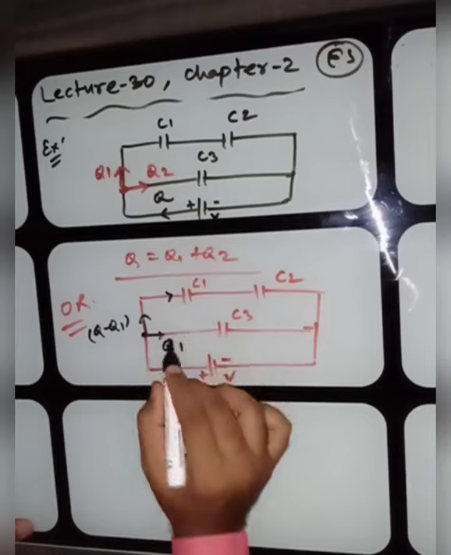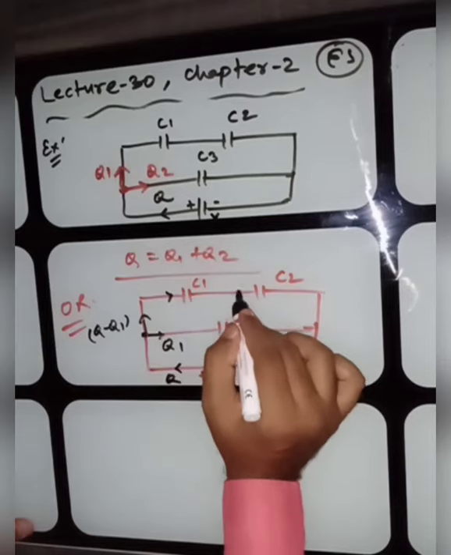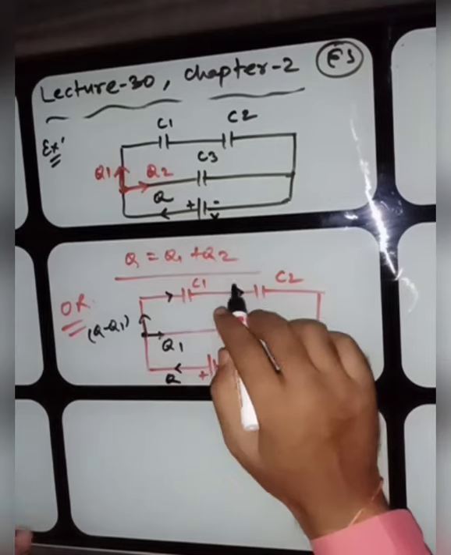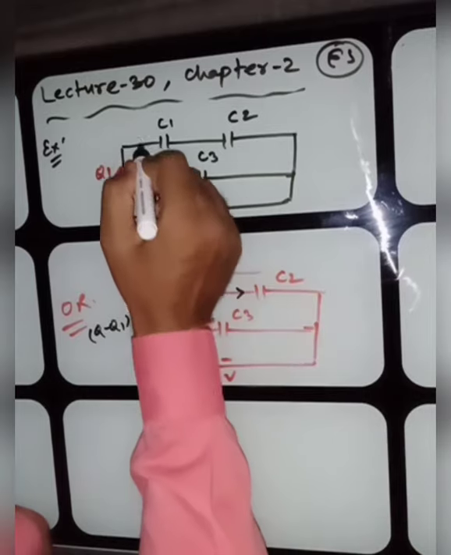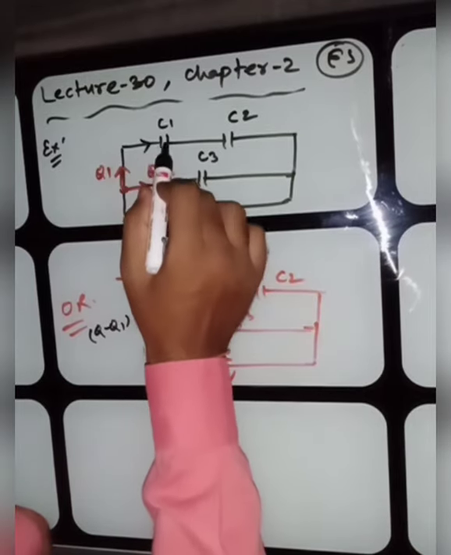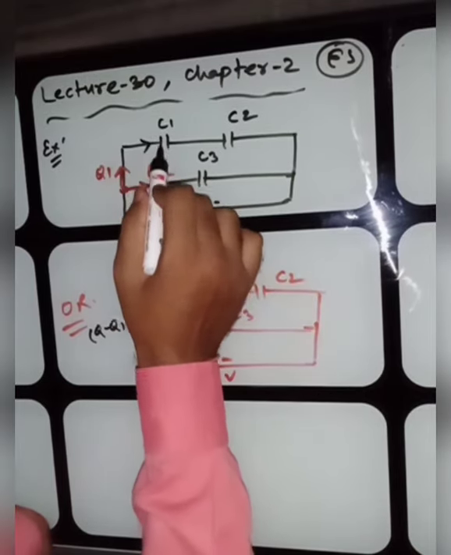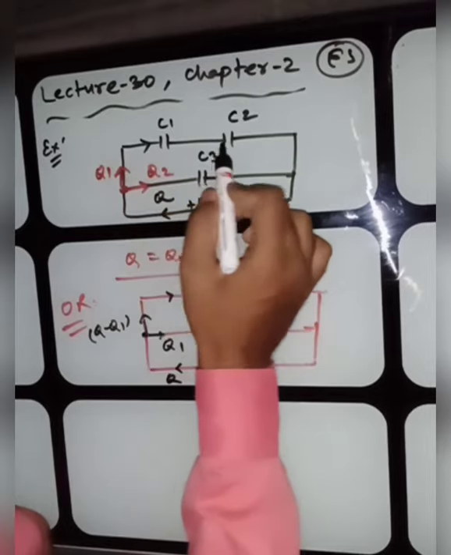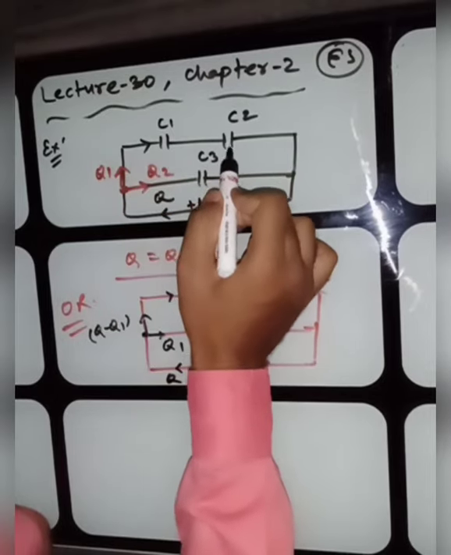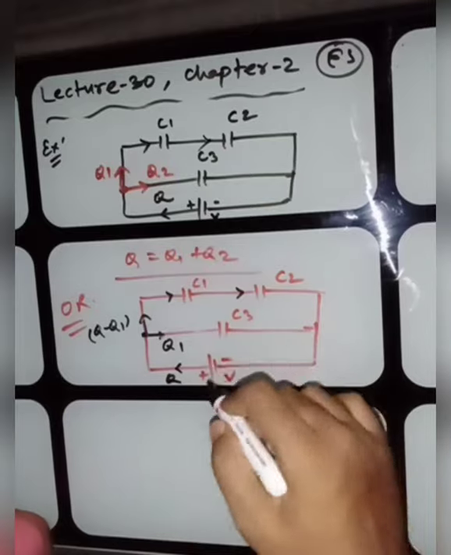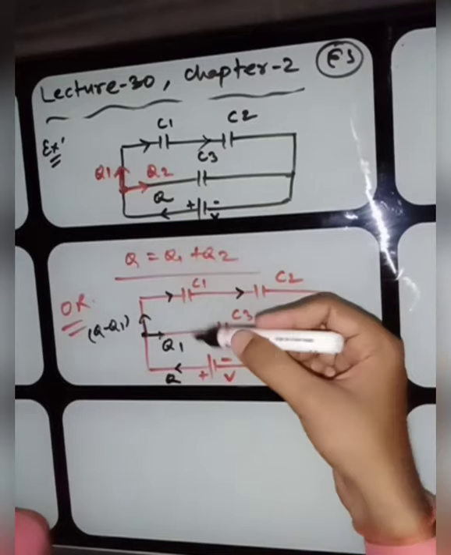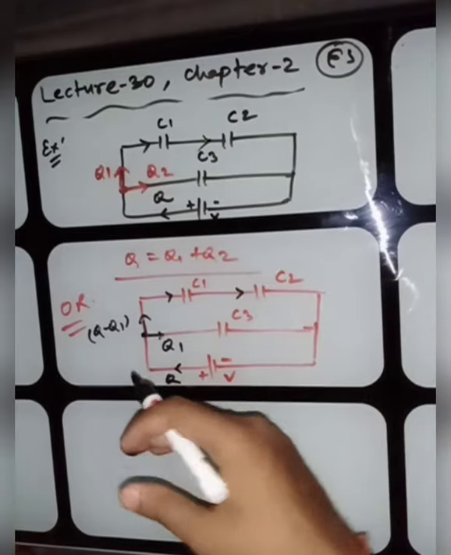To this capacitor, how much charge reaches? Q minus Q1. To this capacitor, how much charge reaches? Q minus Q1. In the same way, this capacitor will collect how much charge? Q1. And how much charge will reach this capacitor? Again, Q1. Okay, so in these two ways you can distribute the charge and you can solve the problem.